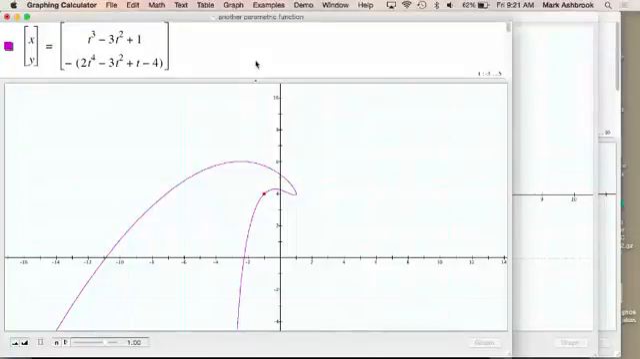Okay, so here is x equals t cubed minus 3t squared plus 1. y equals the opposite of, or negative 2t to the 4th, plus 3t squared minus t plus 4. So you just apply a negative to all those, and we get this curve right here.